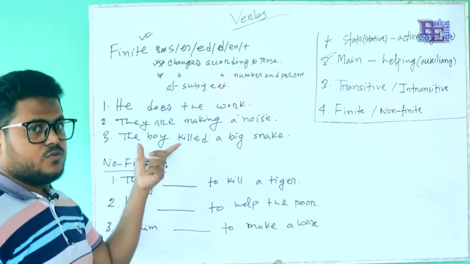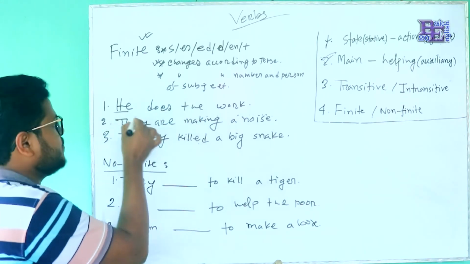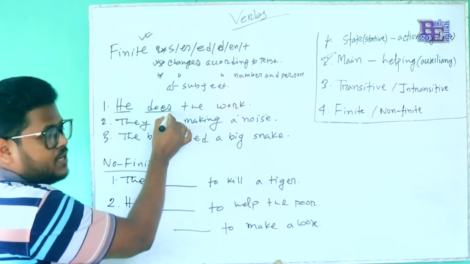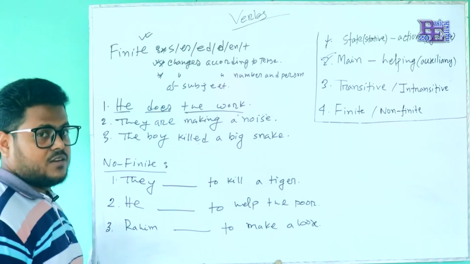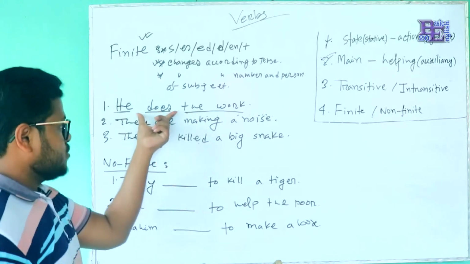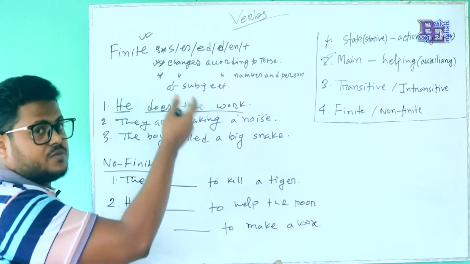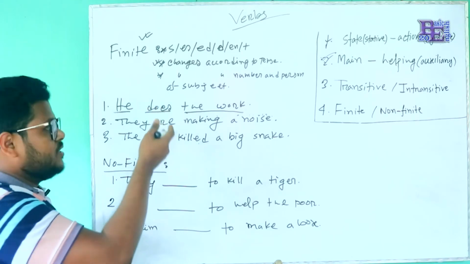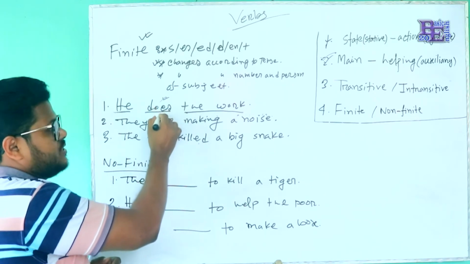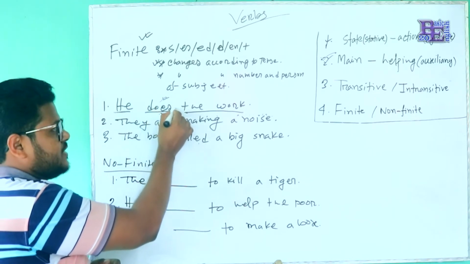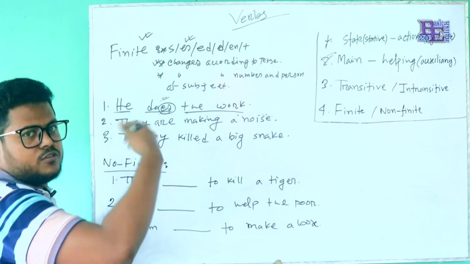So let's see some examples here. The first one: he does the work. Here the subject is he, the verb is does, and the work is used as an object. So there is only one verb, that is does. There is no other verb to help it to express the meaning, and this sentence has expressed the complete meaning. So here this is a finite verb, as it has taken s. As I've already told you, it can take any of them according to tense.